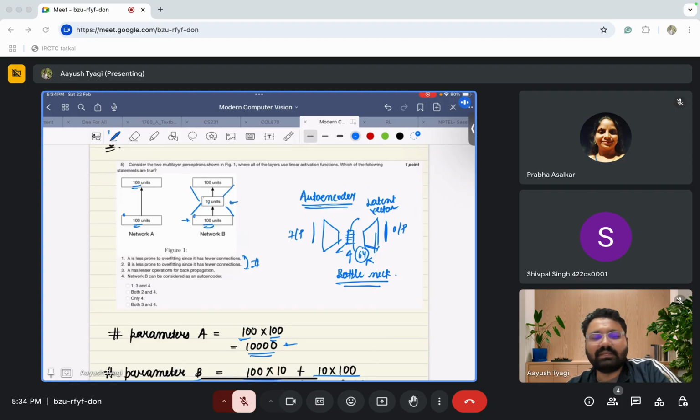So the task is basically some sort of under-representation of features, so that you can actually extract the most relevant information.